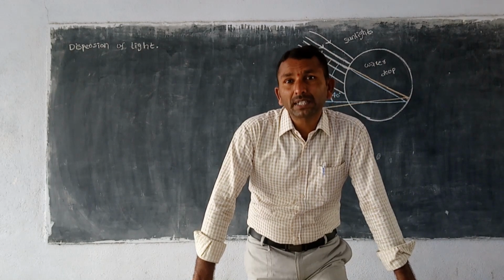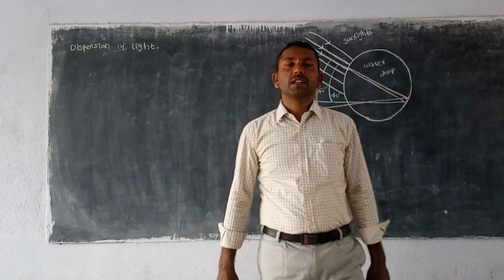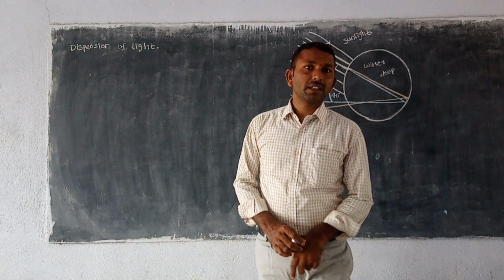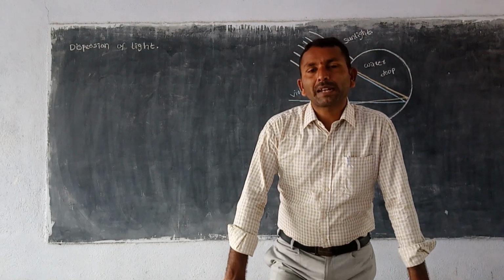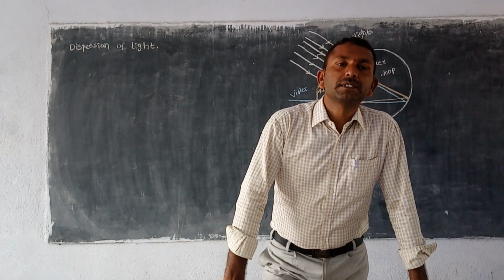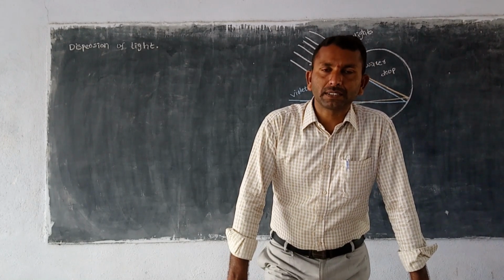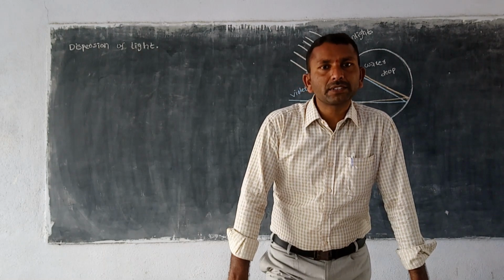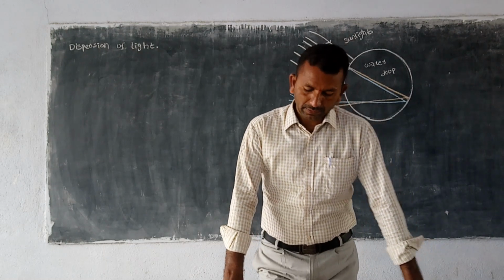Actually, which color of light is coming from the sun? We are only able to see white color, but after the rain we are able to see the rainbow. How many colors does a rainbow contain? Seven colors. What is the reason for that? We are going to learn the answers to all these questions in this class.